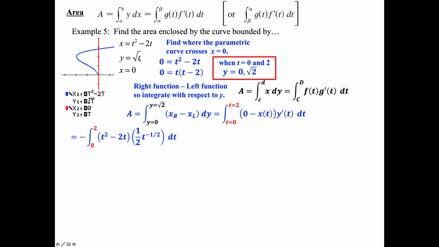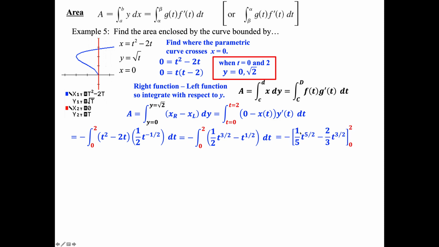The derivative of the square root of t, that's 1 over 2 square root of t, or we can leave it as 1/2 t to the negative 1/2, which I chose to do because I need to distribute that, which I will do. So that gives me 1/2 t to the 3/2 power minus t to the 1/2 power dt. So let's integrate with respect to t.